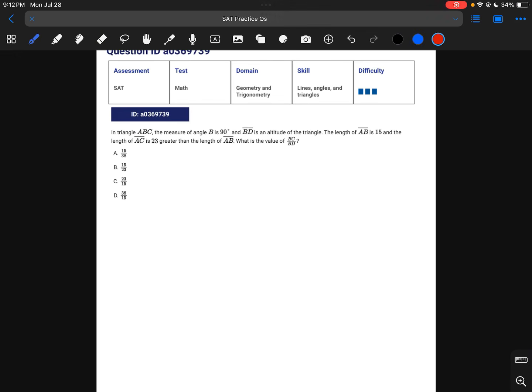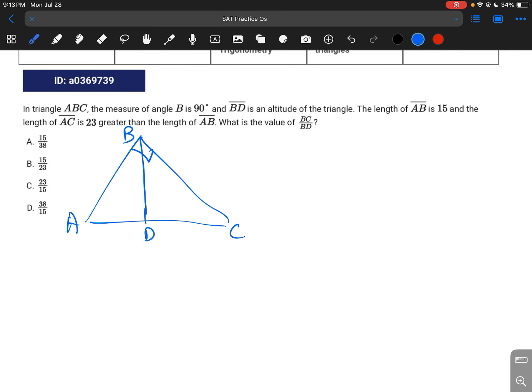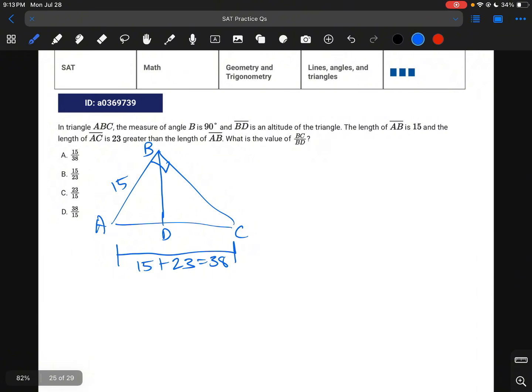For this question, we're told that there's some triangle ABC where B is 90 degrees and there's some altitude. Okay, so let's draw that. So we have some triangle with 90 degrees at B with some altitude at D. So they say A and this is C. And we're told that AB is 15 and that AC is 15 plus 23 because it's 23 greater. So that's the same as saying 38. So what is the value of BC over BD?